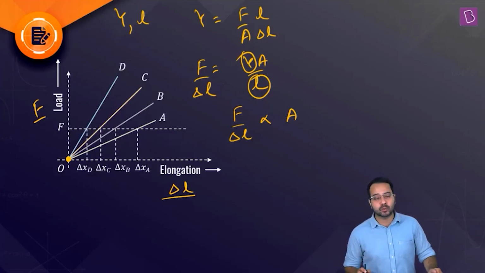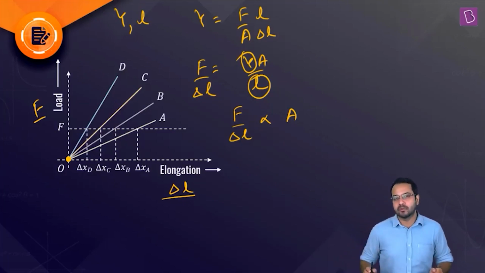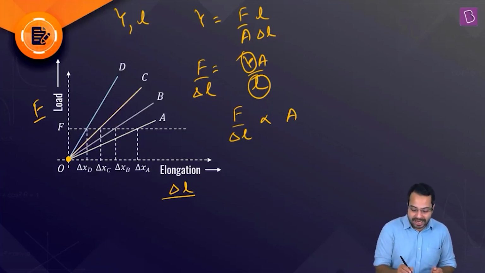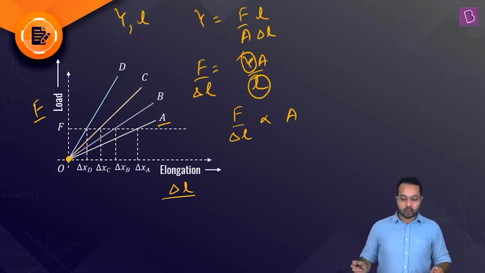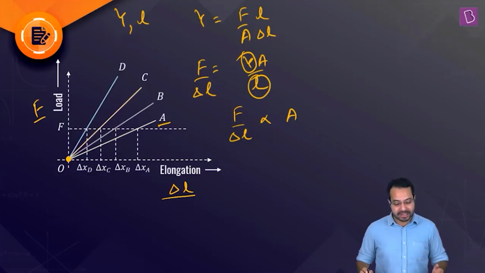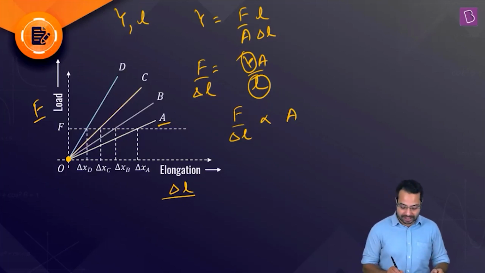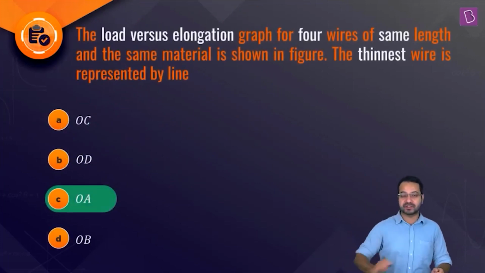So we need to find out which one is the thinnest wire, which means which one has the smallest area of cross section. Hence the wire for which F upon delta L, the slope, is the minimum is going to have the thinnest cross section. So the thinnest wire is going to be OA, and that should be my option. So option C, OA, is going to be the correct option.